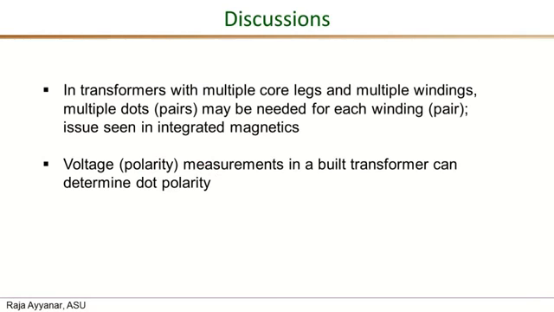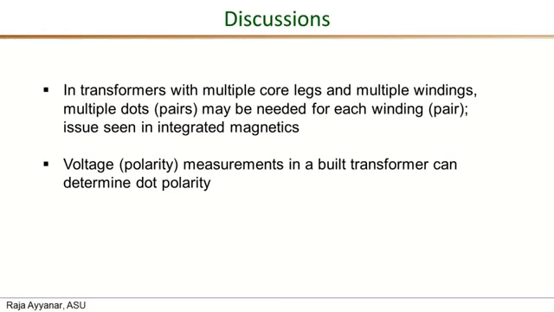So to summarize, we learned two rules. The first rule is that the voltage polarity of the dotted end with respect to the undotted end is the same in all the windings. And the second one is if current enters a dot in any winding, the corresponding flux due to these currents add to each other in any part of the core. Okay. I also wanted to talk about two additional points.